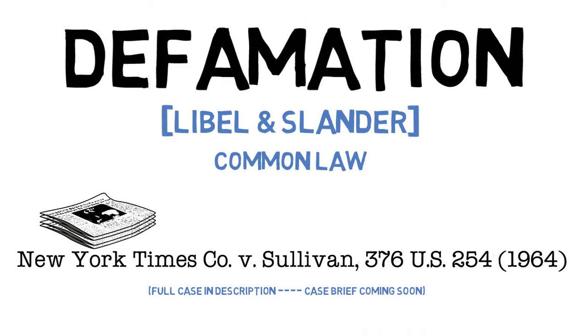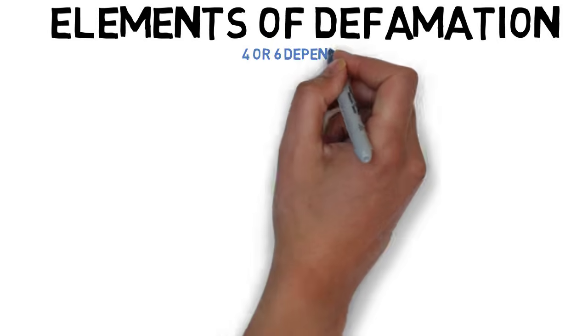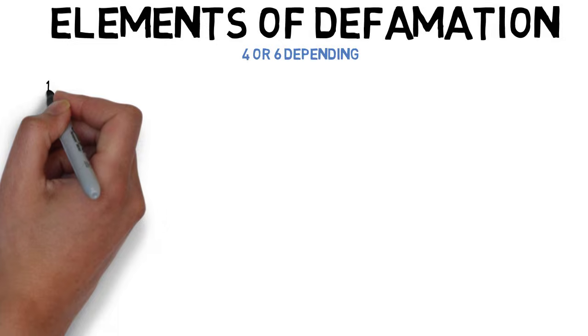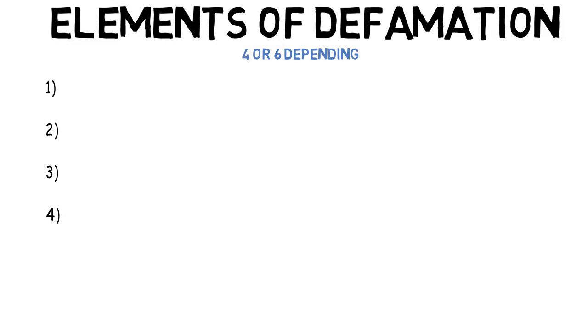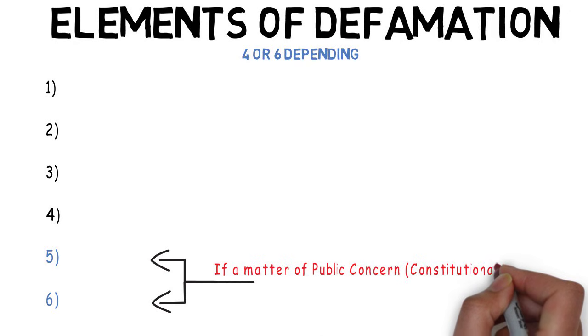So let's look at the elements of defamation. There's either 4 or 6 elements when trying to prove defamation. Your regular run-of-the-mill defamation has only 4 elements, and when the defamation concerns a matter of public concern, well, then you get the 2 other layers of defamation. So here are the elements.